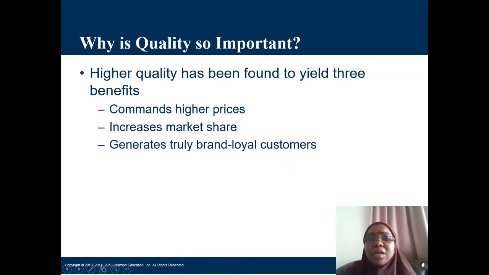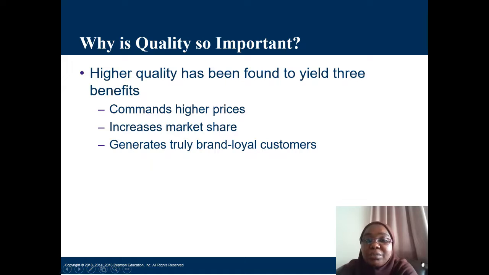Next, we want to see why quality is important. Why is quality so important? Higher quality has been found to give 3 benefits, and these are the reasons why it is very, very important to emphasize quality. The first is it commands higher prices. The second is that it increases the market share. You have a larger percentage of the market or the consumers in the market.